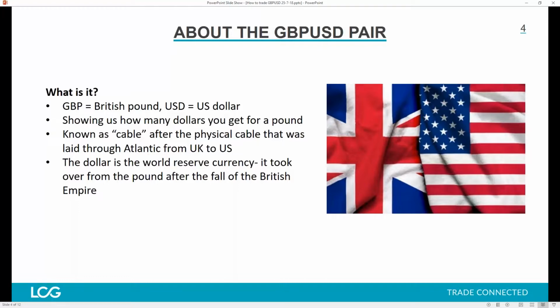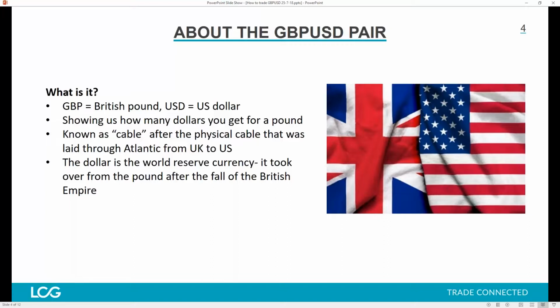And obviously what you're doing by trading it is making a bet that that pound is going to be worth more dollars in the future or worth fewer dollars in the future. So you're going long or short the pound, and while you're going long the pound, you're in essence going short the dollar, and vice versa.